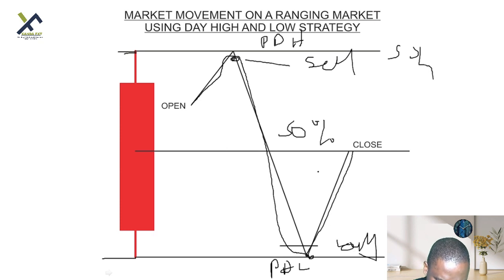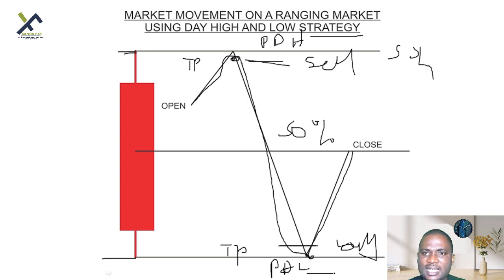Now where should my take profit be? If I am buying, my take profit will be below the day high. If I'm selling, my take profit should be above the day low. And where should my stop loss be? If I place my entry below the previous day high, then my stop loss should be above the previous day high. If I place my buy entry above the previous day low, my stop loss should be below the previous day low. Now let's go to the chart and see how this plays out.